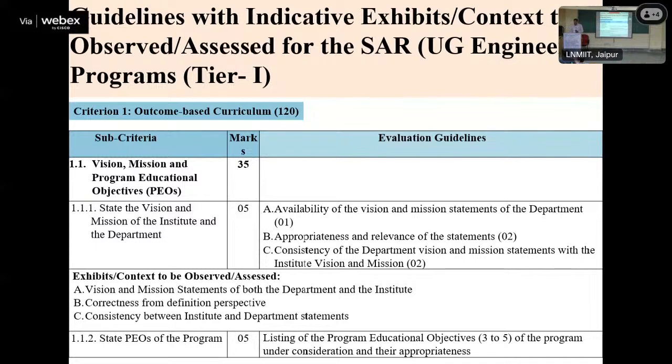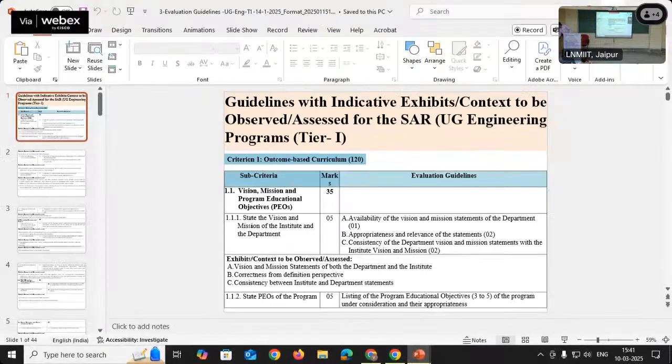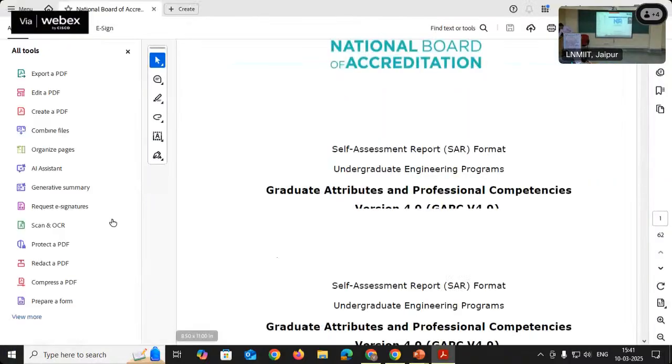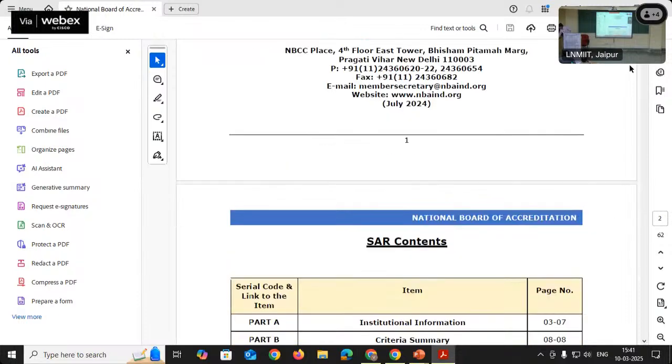In the attitude part, we know and understand the knowledge and skill parts, but what is attitude? That is more related to psychological and mental behavior. If you see the PO also, sir, how to quantify it? If you see the SAR, in an annexure they have mentioned it.